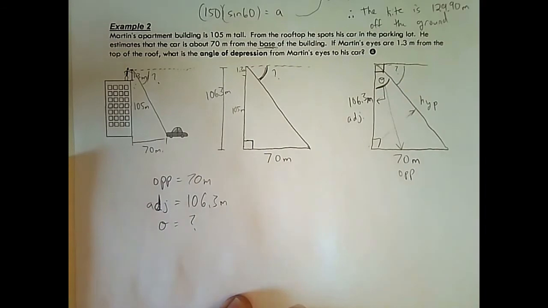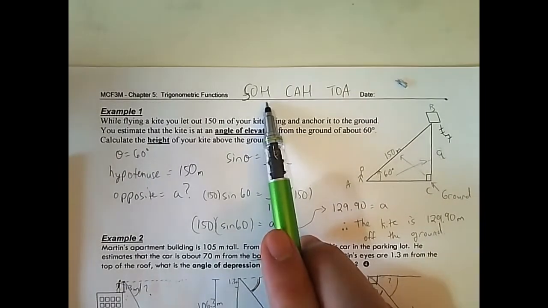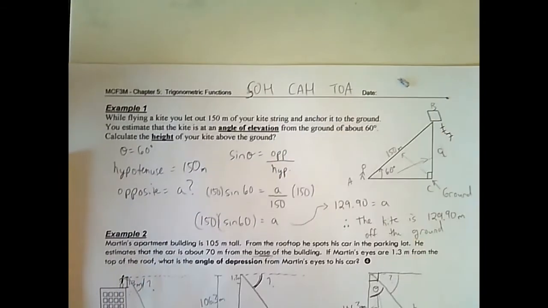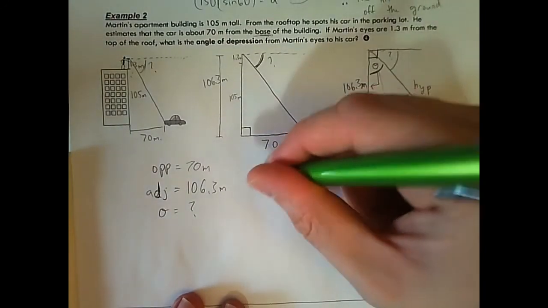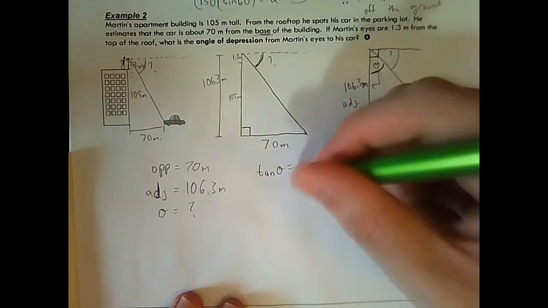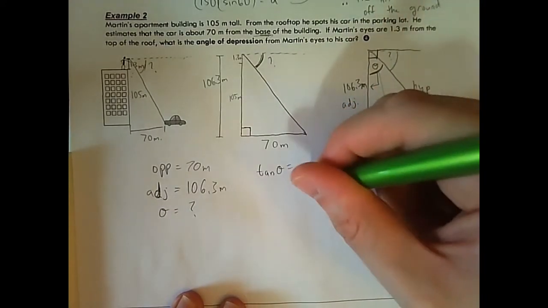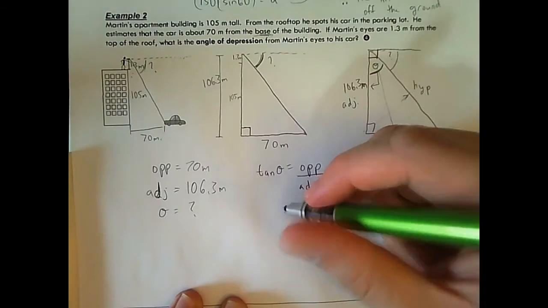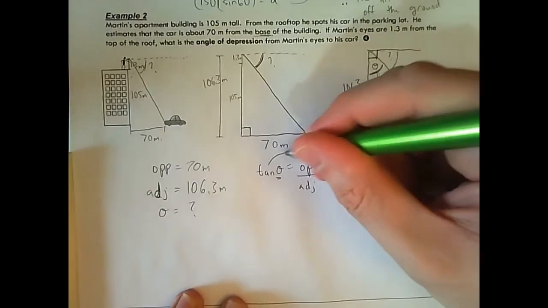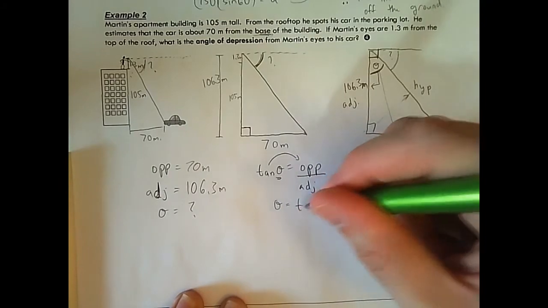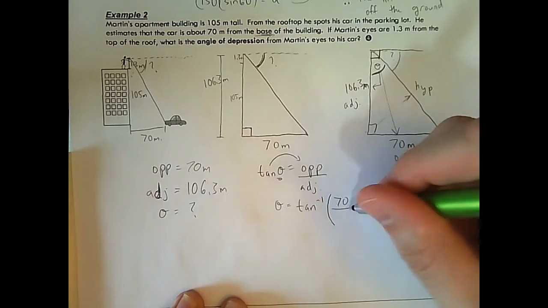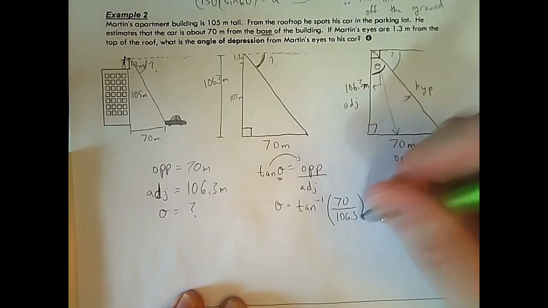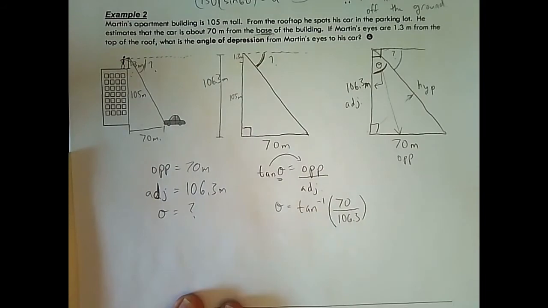So which of our three ratios have opposite and adjacent? Sine has a hypotenuse, so it can't be that one. Cosine also has a hypotenuse. TOA, opposite and adjacent. So I got to use tan. Tan theta is equal to opposite over adjacent. I want to solve for theta. So I'm going to move the tan over. It's going to be the inverse of that. We call that tan to the power of -1 of 70 over 106.3. So that's what my opposite is, 70, and my adjacent is 106.3.